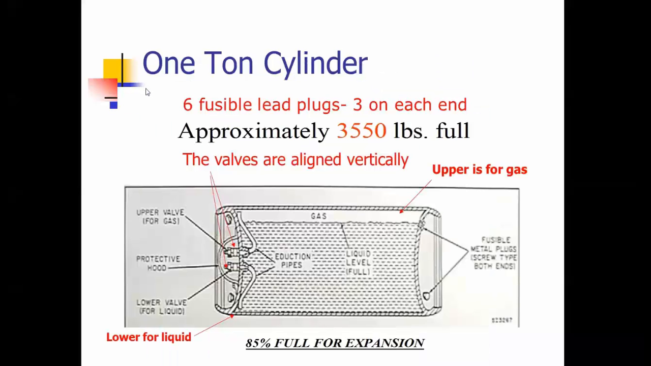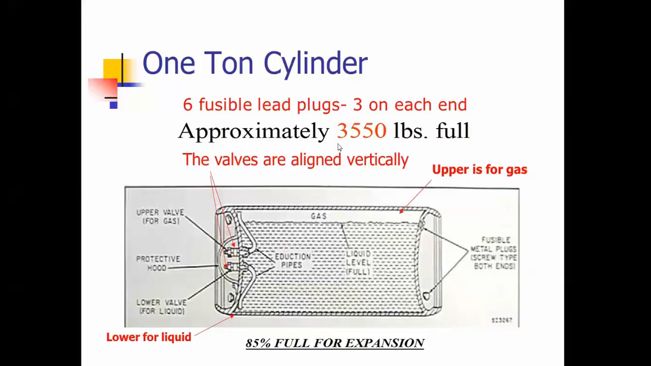On a ton cylinder, it has 6 fusible plugs, 3 on each end. When a ton cylinder is full, it's approximately 3,550 pounds. You need to know that on the test. It says how much does a ton cylinder weigh, and one of the wrong answers is 2,000 pounds. They figure, well, it's a ton, it's 2,000 pounds, but they weigh almost 1.5 tons more than a ton when they're full of gas.